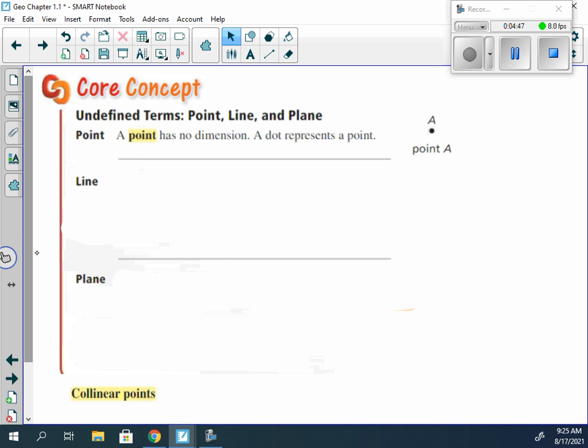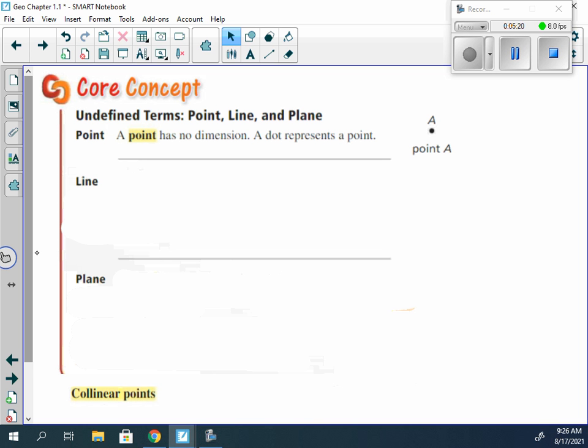So is there any way for me to actually create a point? Well, no, because as soon as I put pen to paper, I give it a length and a width. So I can create points, but the point would not follow this definition of having no dimensions. That is why they consider this to be an undefined term, because we can't actually create a point, because once we do, we give it dimensions.